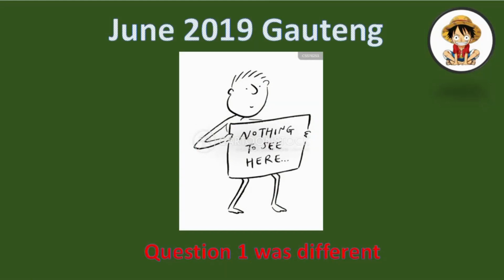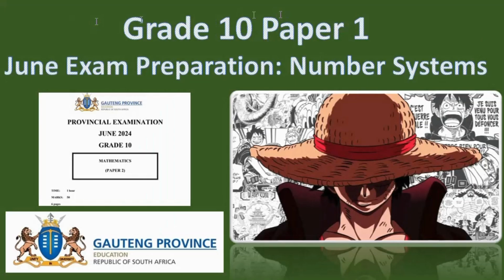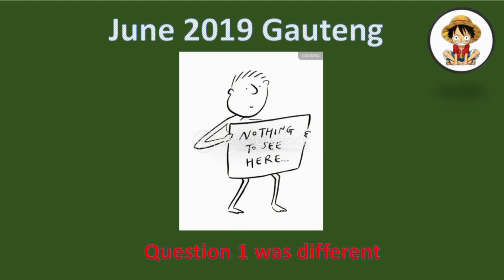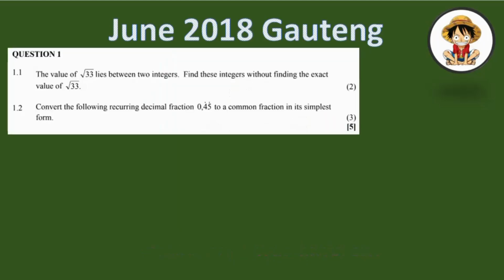2019 question 1 didn't have the topic of number systems. Question 1 was straight on algebra, different things. And I was like, okay, let me check another question paper. Remember, you have to search all these past papers. I went to another paper, 2018, and then I found this question.